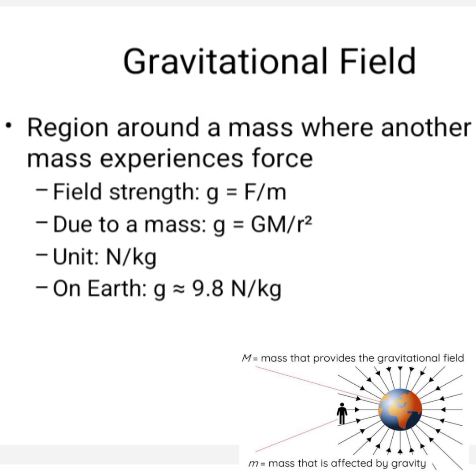However, gravitational field strength refers to the strength of that region under the gravity concept. For the gravitational field strength, we have the formula g equals F over m. Due to the mass, we have it as capital G M over R square. We have its unit as Newton per kilogram. On Earth, our gravitational field strength is 9.8 Newton per kilogram.